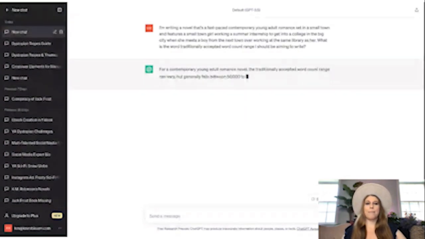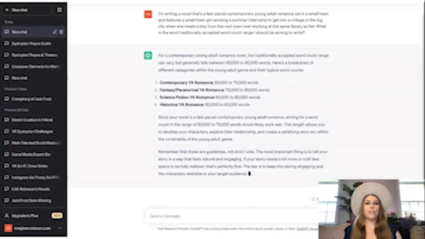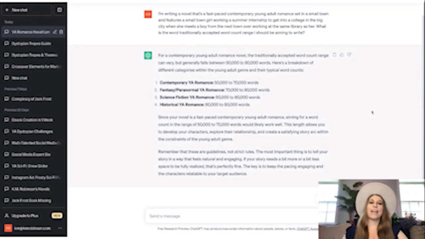It's going to take a look at some past information. It says for contemporary adult romance novel, the traditionally accepted word count range can vary and fall between 50,000 to 80,000 words. Here's a breakdown of different categories within the young adult genre and their typical word counts. Contemporary romance, 50 to 70. Fantasy paranormal YA romance, 70 to 90, sci-fi is 60 to 80, and historical is 60 to 80.